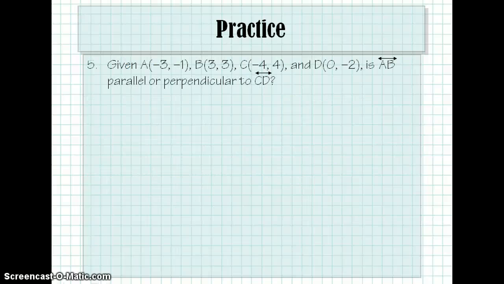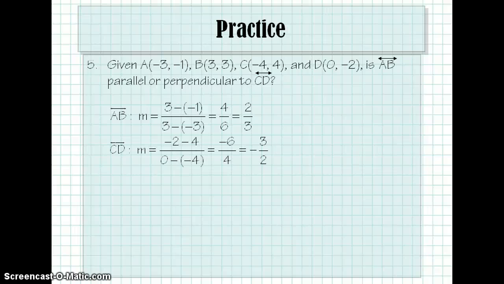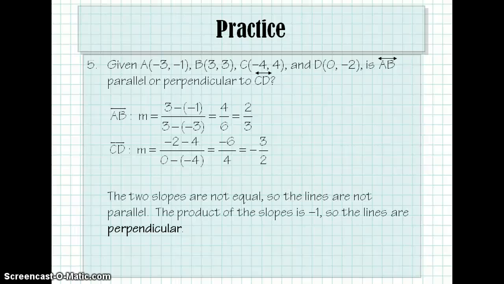Okay. Now number 5. This time we're given 4 points, and then we want to know, is line AB parallel or perpendicular to line CD? Well, in order to determine that, we're going to have to figure out what the slopes are. So the slope of AB is going to be 2/3. The slope of CD is going to be negative 3/2. Those are negative reciprocals. And so the lines are perpendicular.